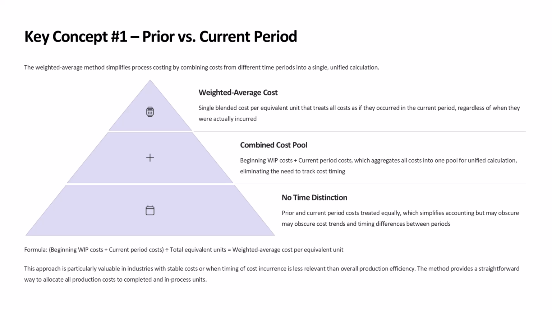Modern ERP systems can easily handle more complex FIFO calculations, but many companies still prefer weighted average for its intuitive nature and straightforward implementation. To learn accounting, you must do accounting. And understanding how weighted average blends time periods is the first key to mastering this prevalent process costing methodology.